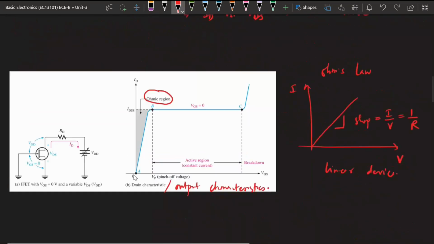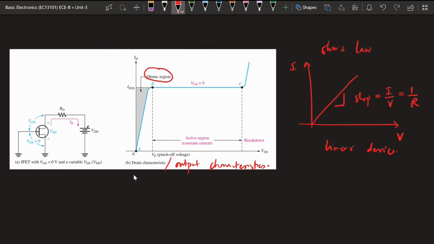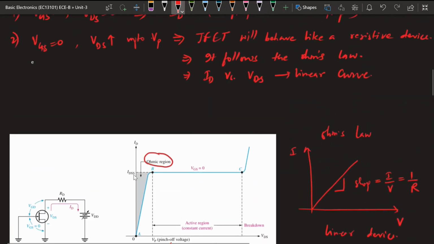Okay, so we can see from here, and beyond this region, this will be showing a constant current. Okay, so the point B is called the pinch off point, or the pinch off voltage. So when VGS is equal to 0, and when VDS is equal to VP, at that time what happens inside the device?